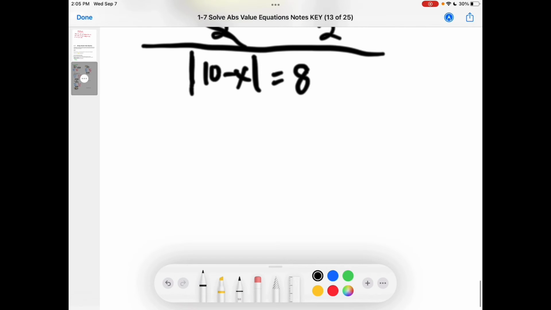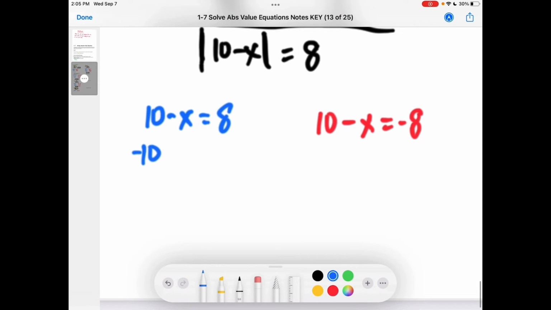Okay, and then we split it. The positive version, 10 minus x equals positive 8. The negative version, 10 minus x equals negative 8. Okay, so if we're trying to solve these equations, we're going to have to get rid of this positive 10. That gives us negative x equals negative 2. Well, if negative x equals negative 2, positive x equals positive 2.